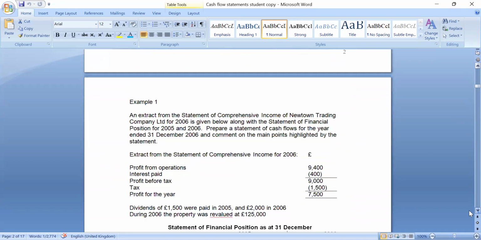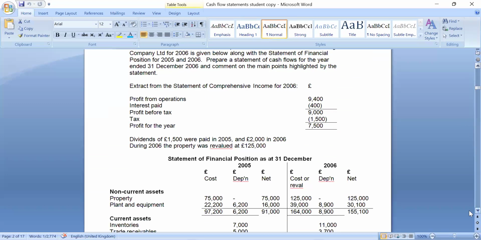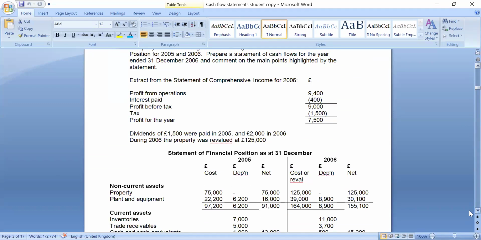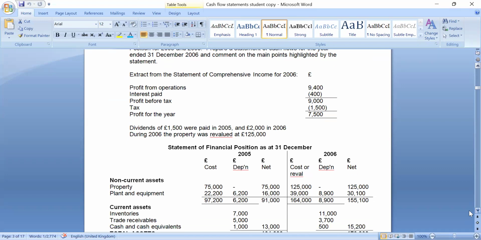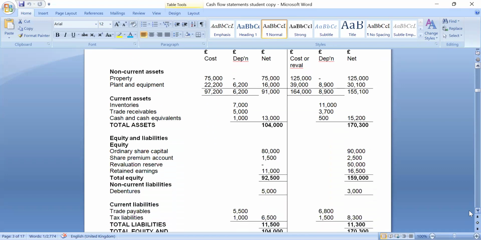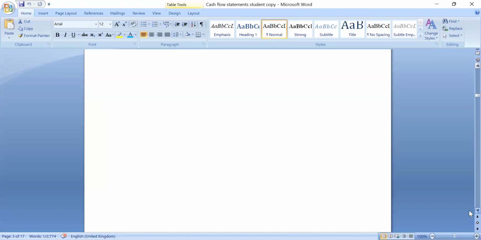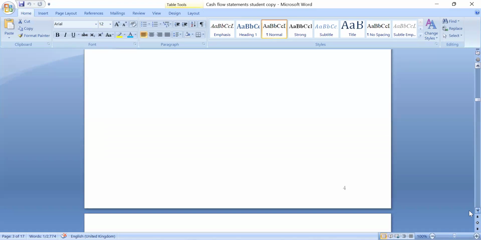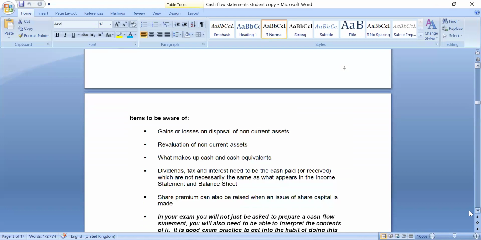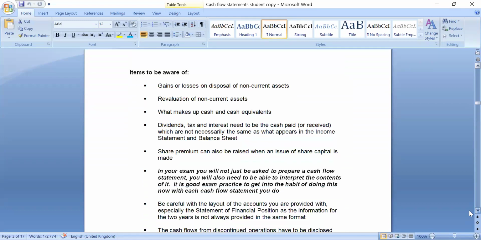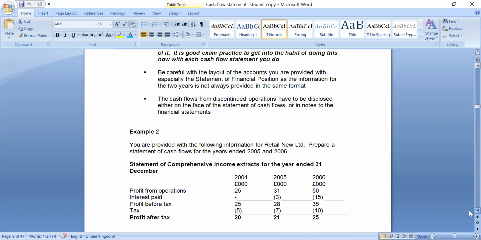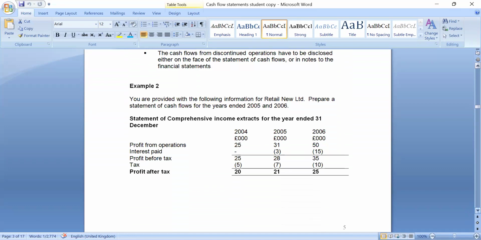So if you look at the example, you've been given the financial statements: the statement of comprehensive income and the statement of financial position. These two statements are required to prepare the cash flows. Then from this example, you look at the items we need to be aware of, which are listed, and then you have examples. You go to the tutor copy and look at the answers of these examples. Okay. So first of all, the generic example of the layout.